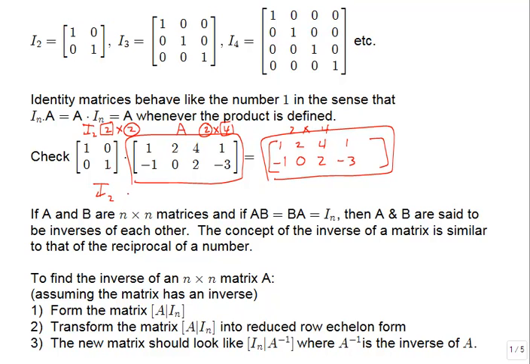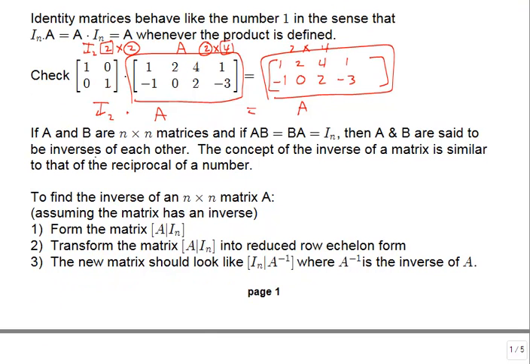so it was a 2 by 2 matrix, times A, and we got back A. So multiplying by an identity matrix has the same effect as multiplying a number by 1. It doesn't change your original matrix at all.